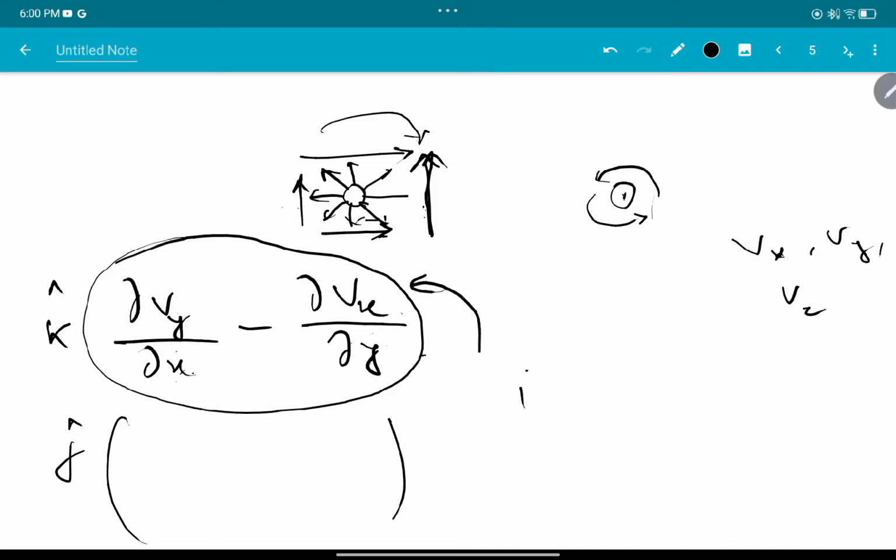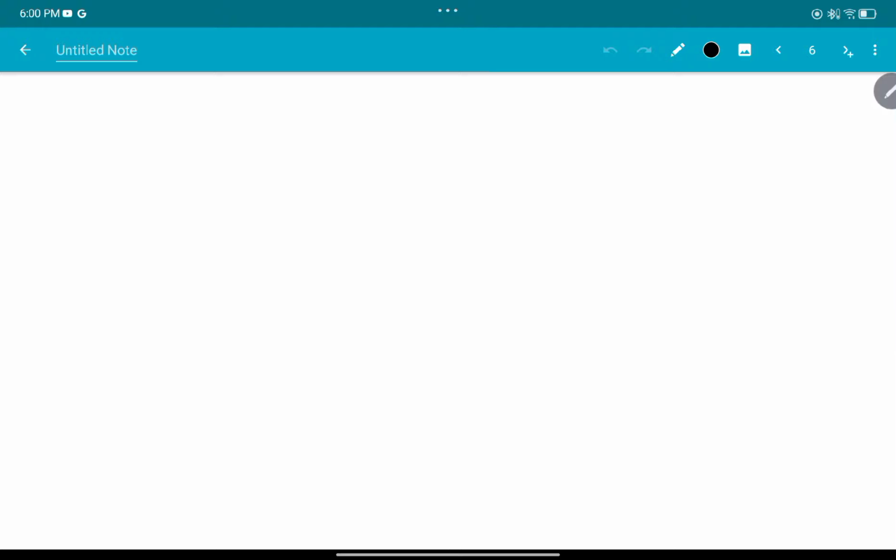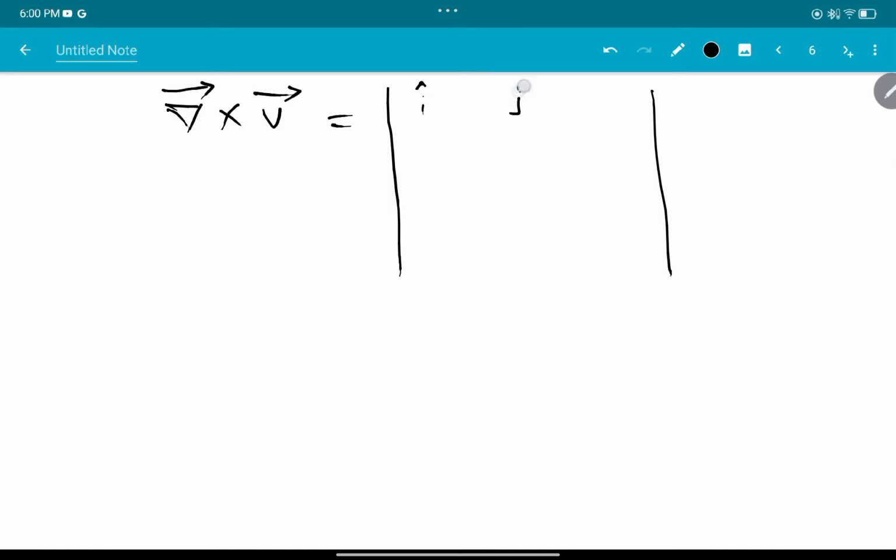The total curl is then determined by del cross v. This measures the total curl. You can now understand why it is curl. This is the way we write the cross product between two vectors: i, j, k. Then the components of the gradient: the x component del by del x, the y component del by del y, the z component del by del z, and then we have Vx, Vy, Vz.